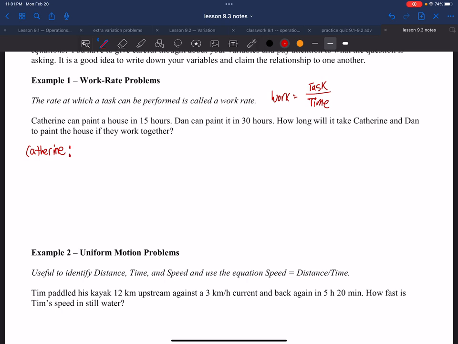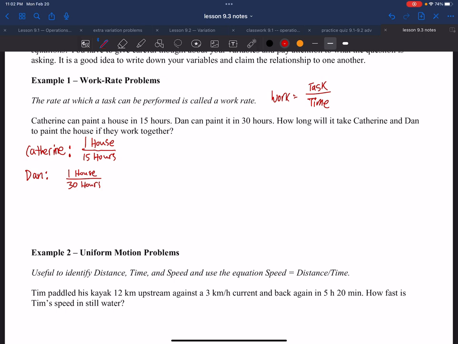Okay. What can Catherine do? She can paint one house, because it says a house. She can paint one house in 15 hours. And then Dan, well, he can paint one house in 30 hours. You see, the task is painting a house. And it's not painting multiple houses, it's painting one house.